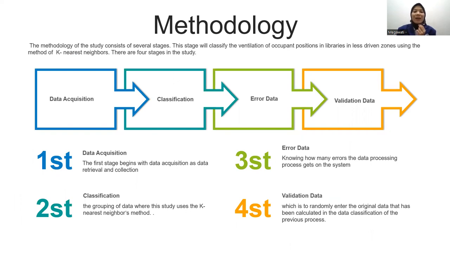1. Data extraction. This first stage begins with data extraction as data retrieval and collection. 2. Classification. The grouping of data in the study uses the K-nearest neighbor method. 3. Error data. Knowing how many errors the data processing gives on the system. 4. Validation data. With random entry, the original data has been calculated for the data classification process.